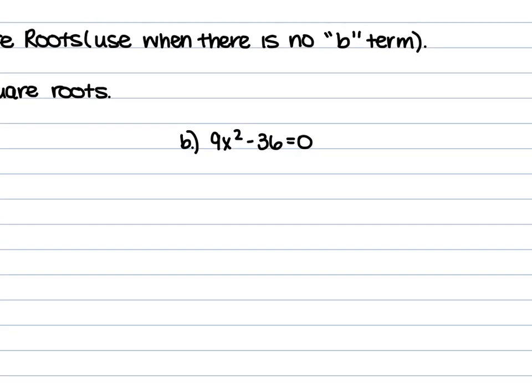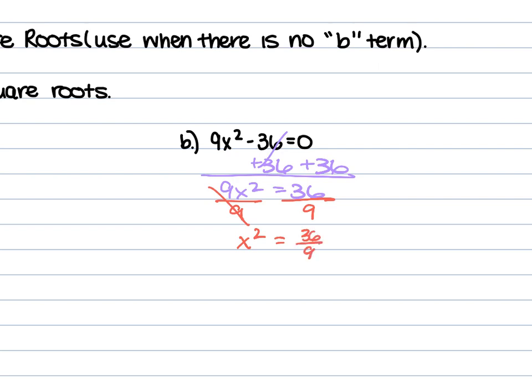For b, we're going to add the 36 over. We have 9x squared is equal to 36. Then we divide each side by 9. So x squared is equal to 36 over 9. Now, you can simplify this if you want to, because 3 goes into both of them. However, I wouldn't. The reason why is because you're taking the square root of both sides. So when you take the square root of that 36 over 9, you're going to get the same answer regardless.